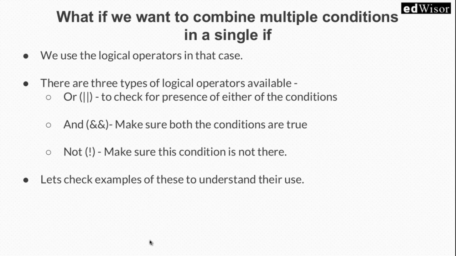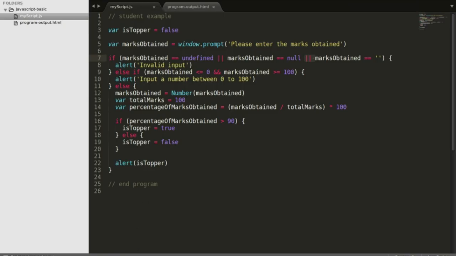Now if I go to my program and try to read this statement, what it's really saying is, if marks obtained is equal to undefined, or it's null or it's empty, then say that it's an invalid input. So basically it's performing a check of the data to make sure that it's not invalid data. In JavaScript you should perform this check at least, whether the input that you are getting from the user is not undefined or null or an empty string. This kind of validation is really required.